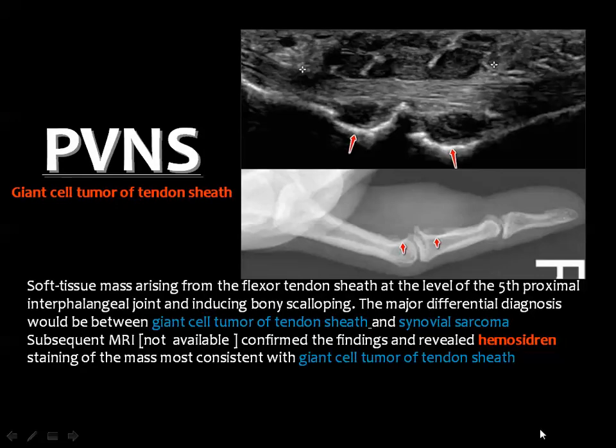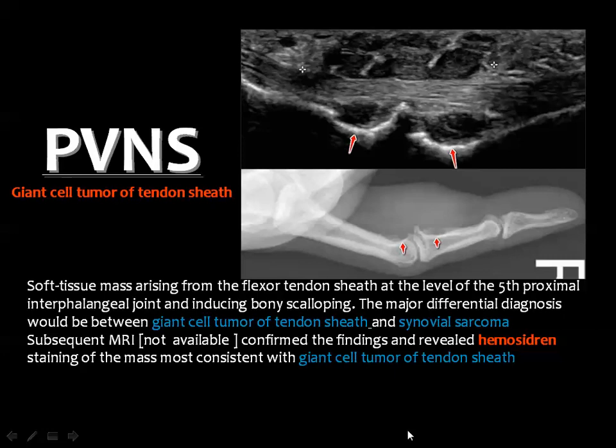Another example of a giant cell tumor of the tendon sheath, and you can see soft tissue swelling associated with some cortical erosion and a little bone sclerosis related to the impression of the soft tissue lesion on the adjacent bone. Then if you can see this, and the age of the patient is towards the young age, then the differentiation between giant cell tumor of the tendon sheath and synovial sarcoma may be somewhat difficult.